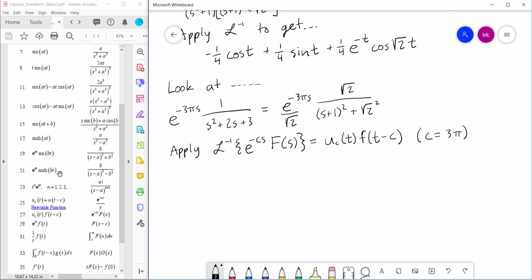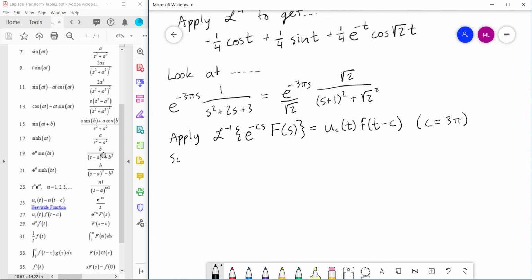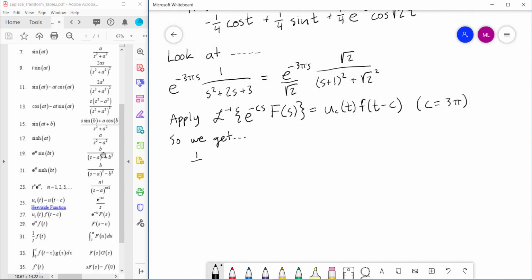Well, it appears exactly as line number 19. So from all of this, we're going to have a 1 over root 2. That's this constant that I'm going to pull out in front. We know that this e to the negative 3 pi s is going to yield a e sub 3 pi of t. Here's our Heaviside function, shifted with the value of c equals 3 pi. And now we're just going to have to do the inverse transform of this. So I've taken care of the constant out in front. I've taken care of this piece.